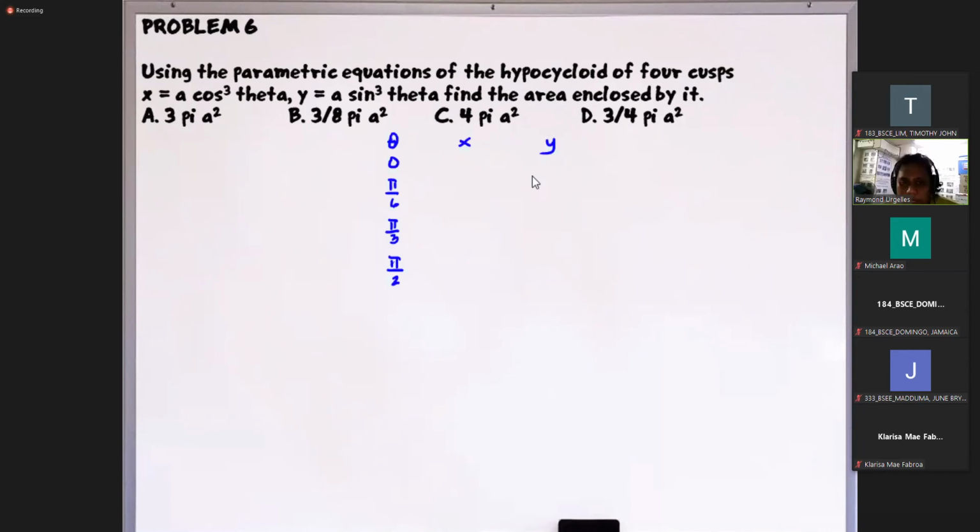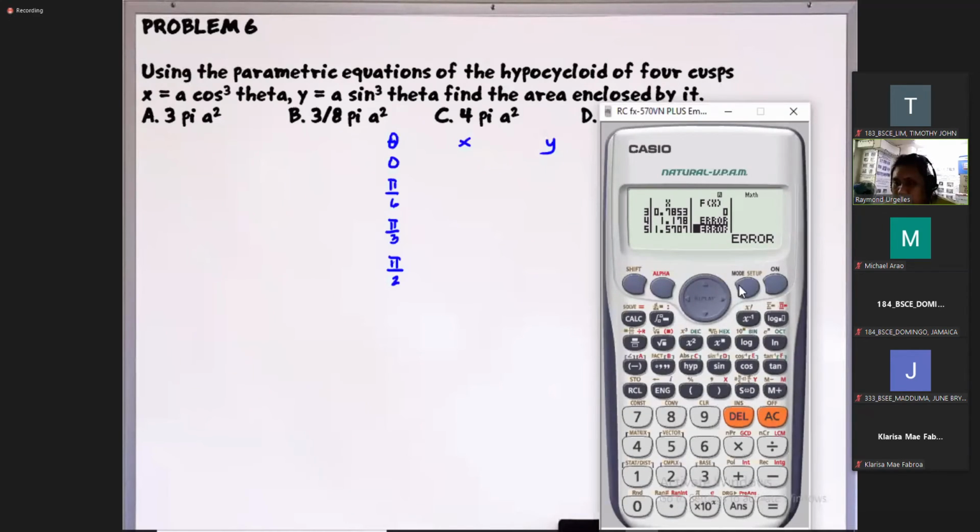I'm going to use table mode again. Since we cannot evaluate A because it is a constant, we just put cosine cubed theta. So we have cosine of x, in radians, with this quantity raised to the third power. Our start is 0 and our end is pi over 2. As you can see, our step here is pi over 6. We add pi over 6 every time. So therefore, this will be pi over 6.